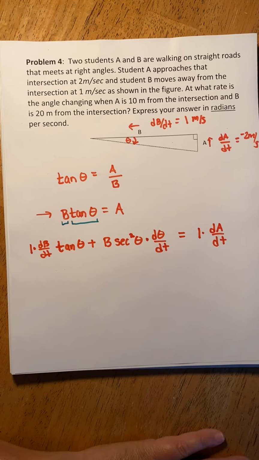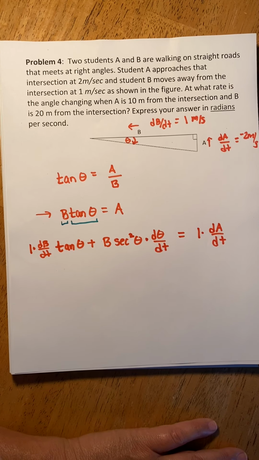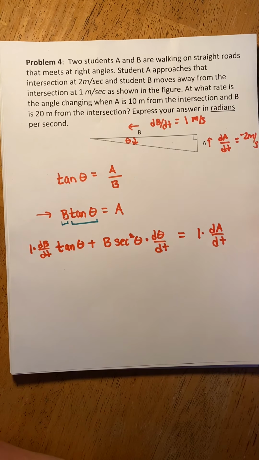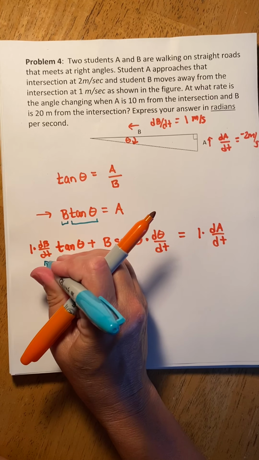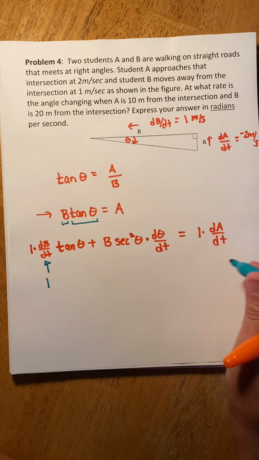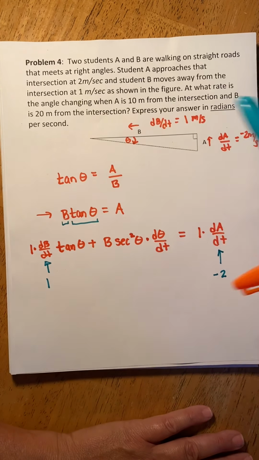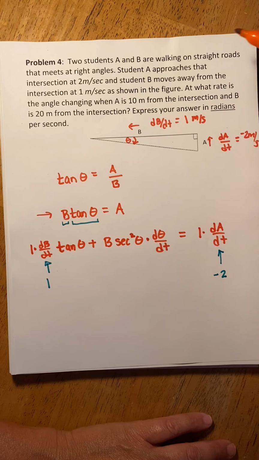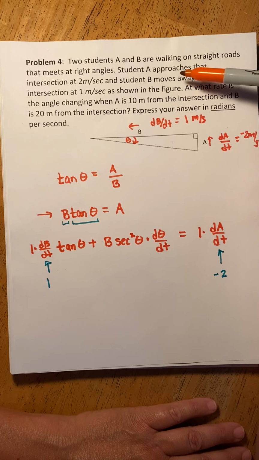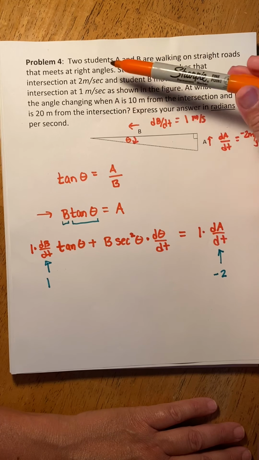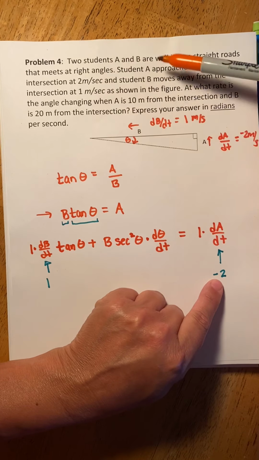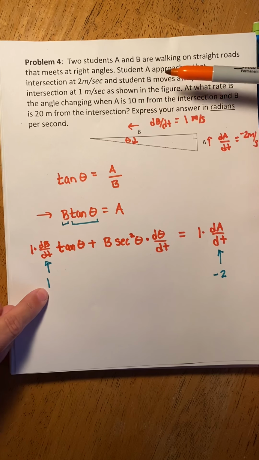All right, so lots of stuff going on here. Let's see, what do we know and what are we looking for? Well, we know the rate of change of B is 1. We know the rate of change of A is -2. And then it says student A approaches the intersection. Let's go back and see what else we know. Student A approaches the intersection at 2 meters per second. We got that here. Student B moves away at 1 meter per second.